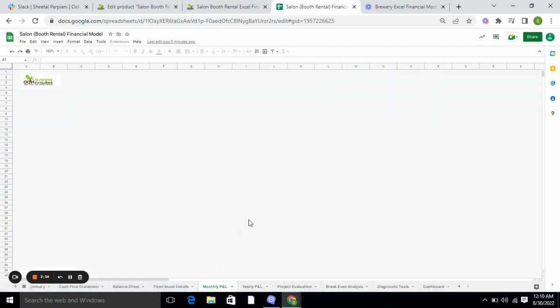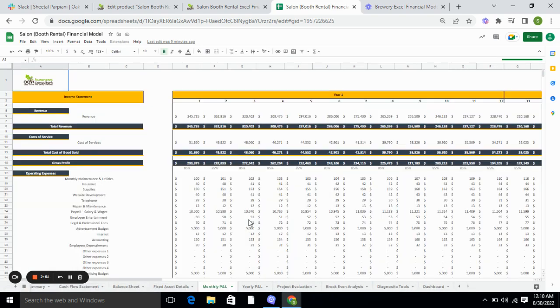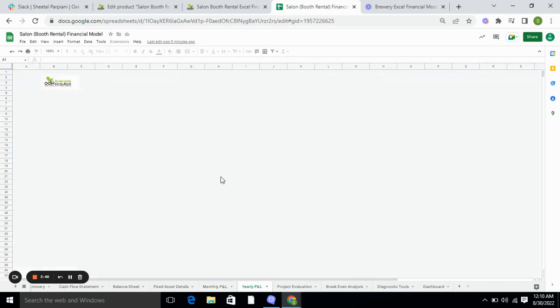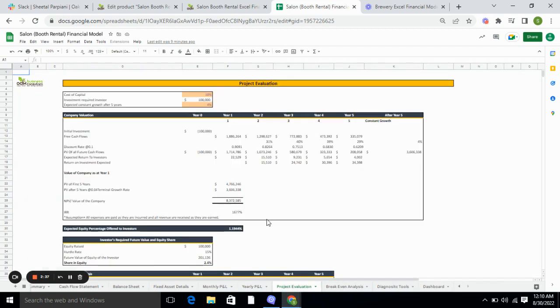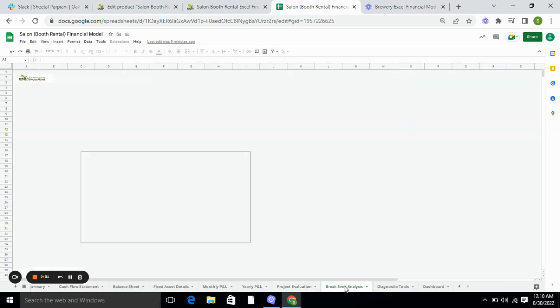Monthly P&L tells us about the revenue, cost of goods sold, and gross profit on a monthly basis. Yearly P&L tells us the total revenue, gross profit, and cost of goods sold on a yearly basis. Project evaluation describes the FCFF of the company, the value of the company, and where the company stands.